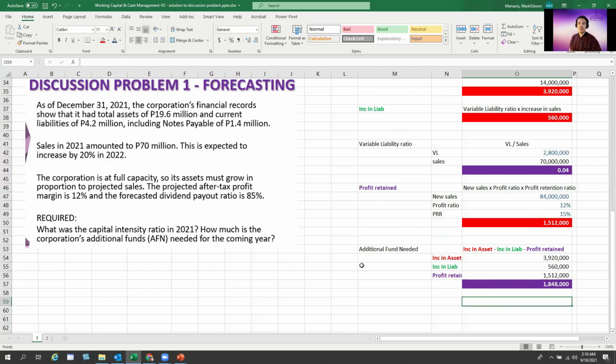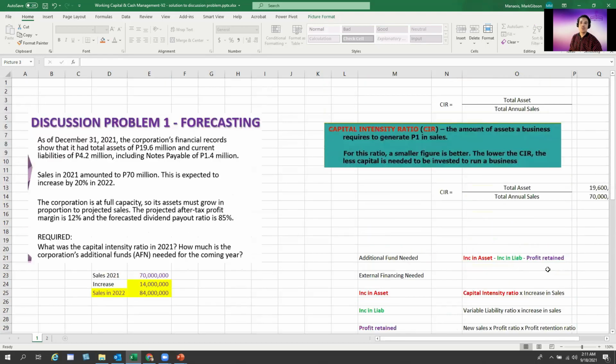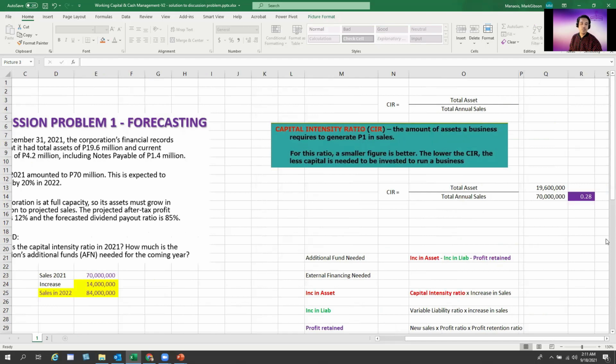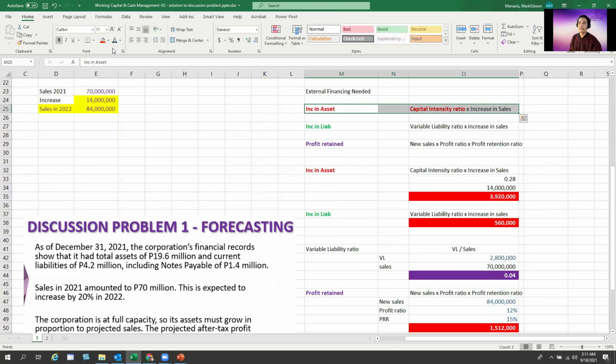So anong ibig sabihin plus ng additional fund needed? You need 1,848,000 to make sure that you'll be able to support this objective class. So sabi, you are expecting to grow your sales by 20%, no? Sabi natin, in order to make sure that the operations can operate and achieve that, dapat meron tayong amount of cash amounting to 1,848,000. Ngayon, yung sinasabi ko dito, class, it could be lower than 1,848,000 kung yung capital intensity ratio natin is lower than 0.28. No? So yan yung may factor affecting AFN, no? Particularly in this area. Okay, so that's additional fund needed.